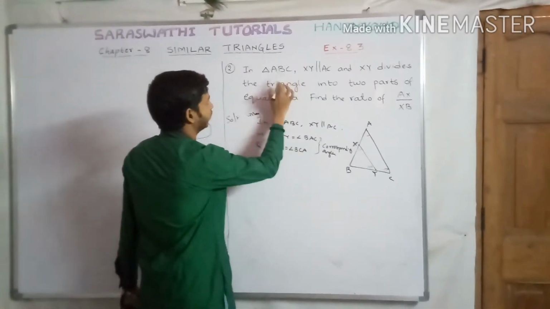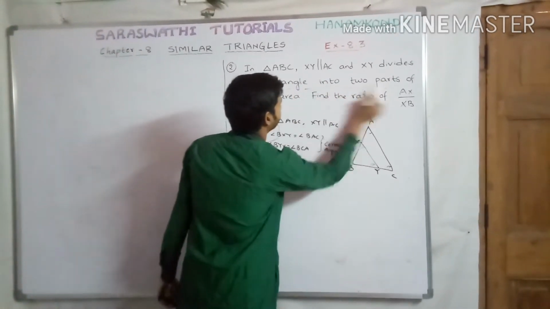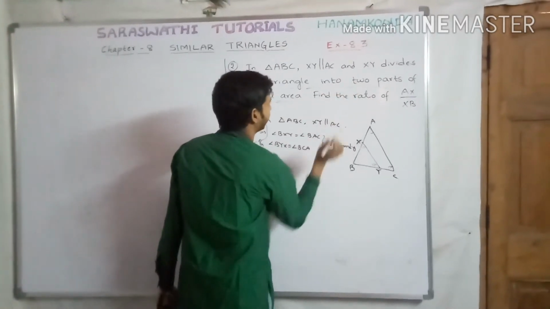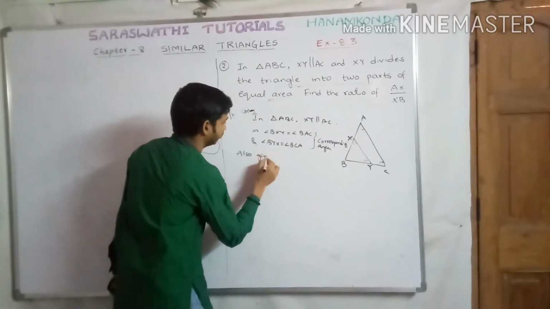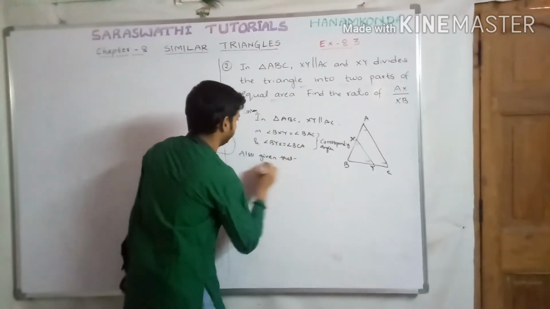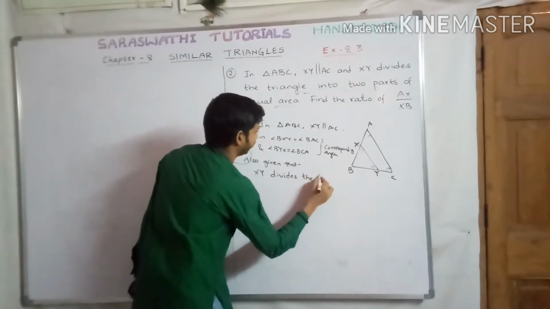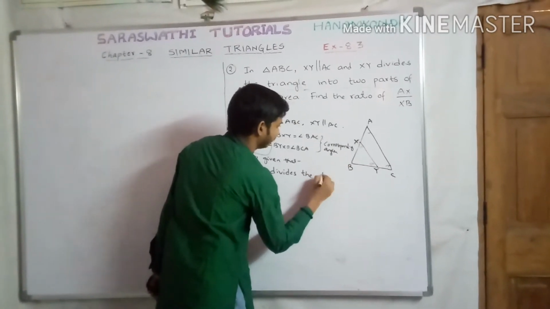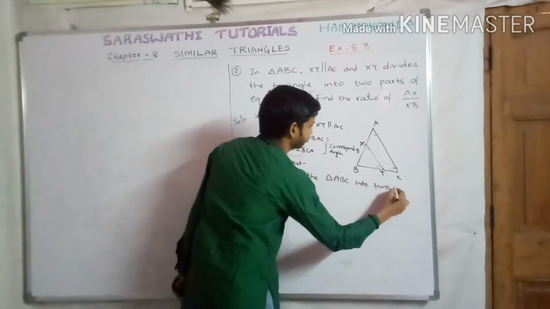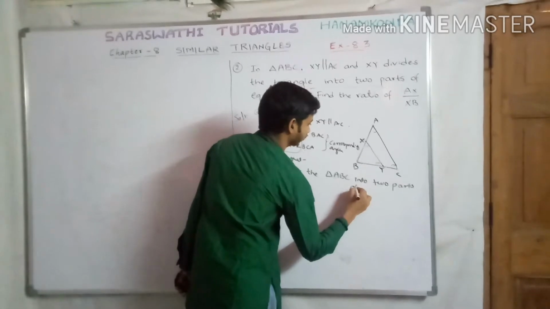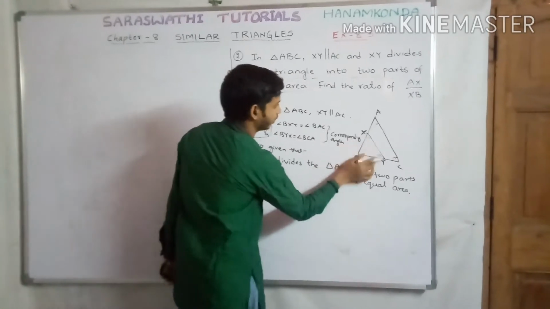Next, in the question it is also given that in triangle ABC, XY is parallel to AC and XY divides the triangle into 2 parts of equal area. So XY divides the triangle ABC into 2 parts of equal area.